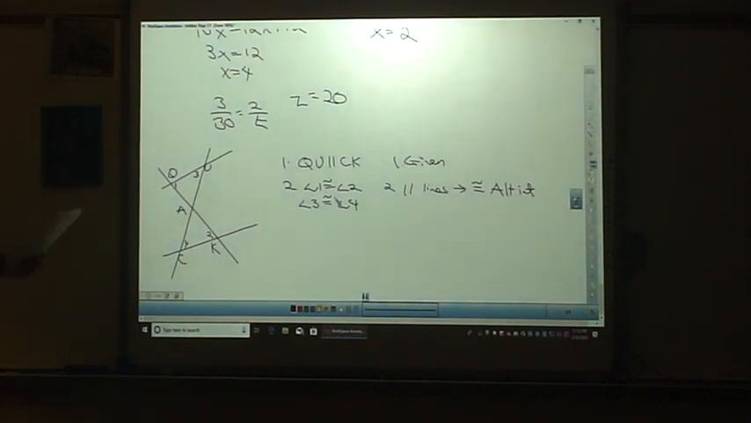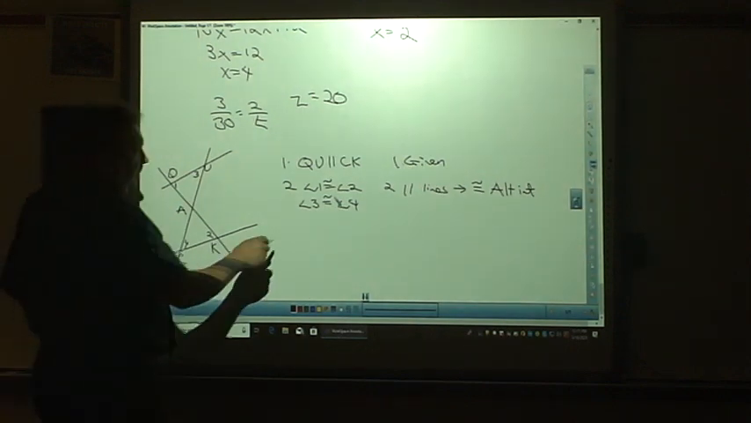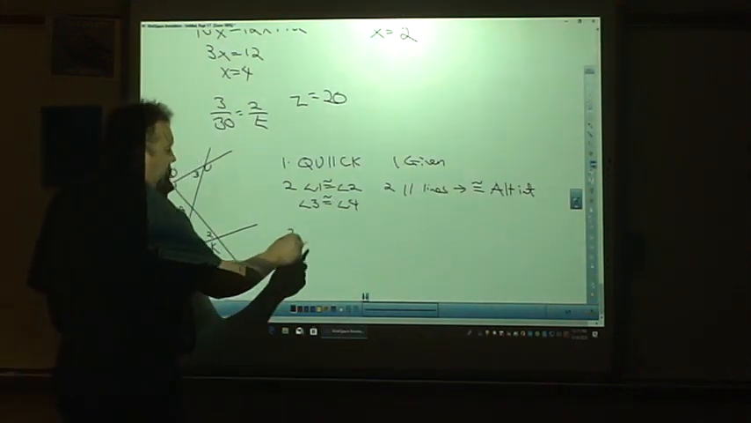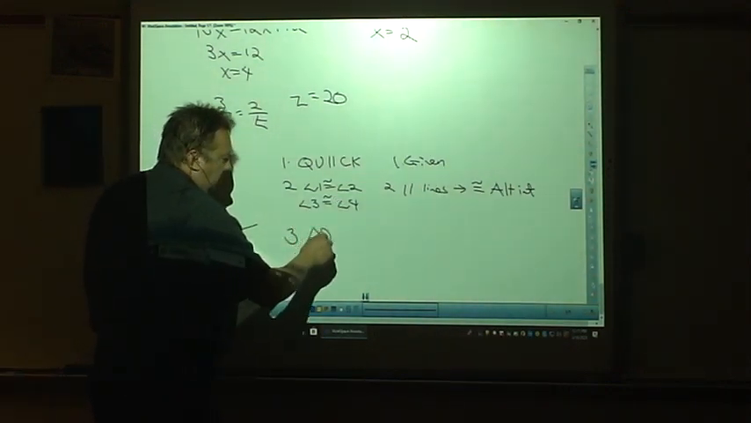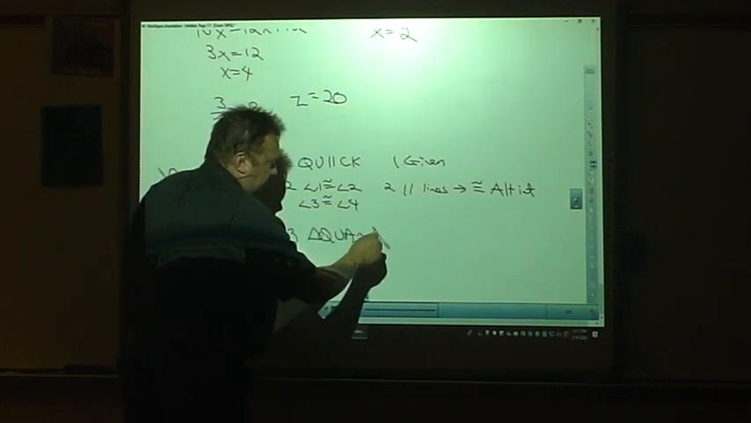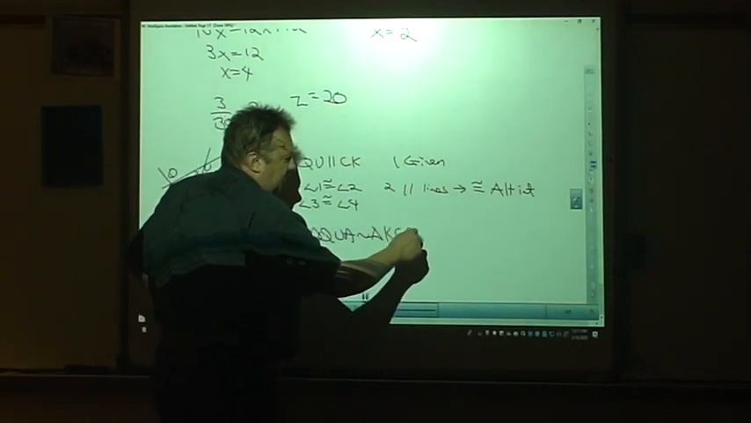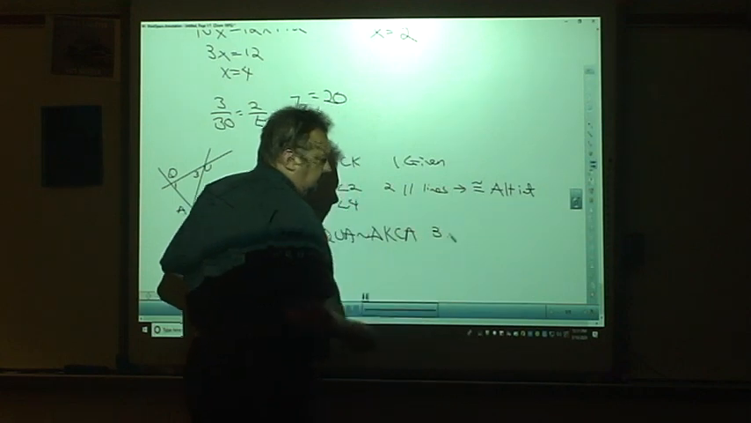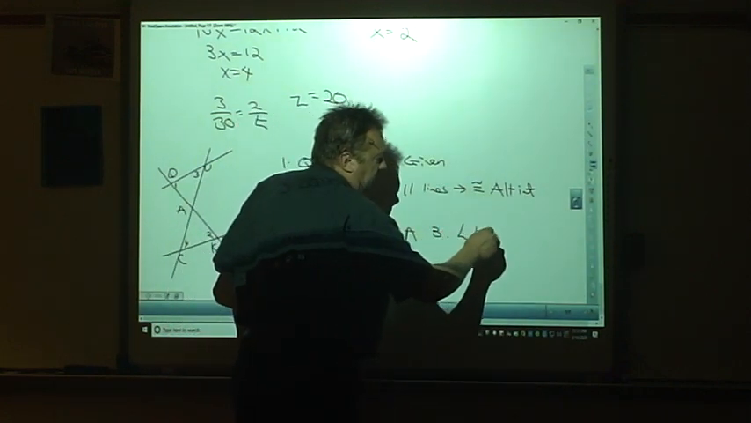So this proof, which again, sometimes people think proofs are bad, not really. I have 2 pairs of angles. So triangle QUA is similar to triangle CKA. That's my angle-angle similarity.